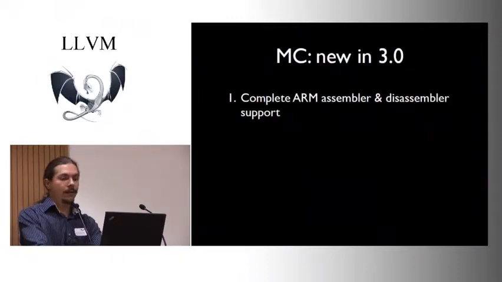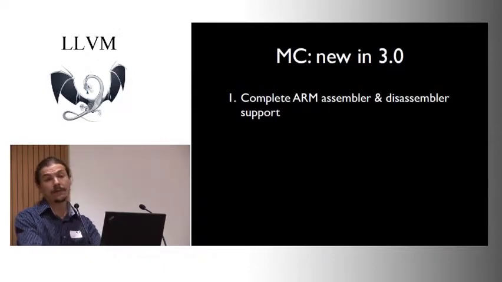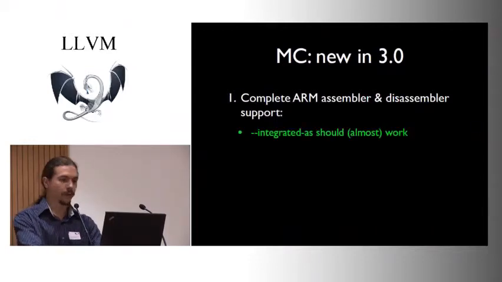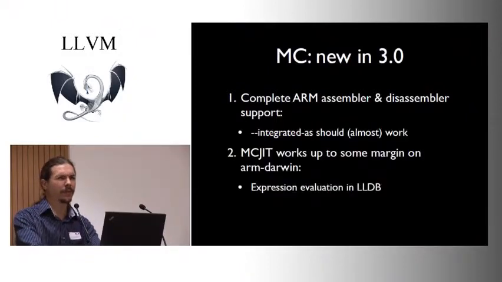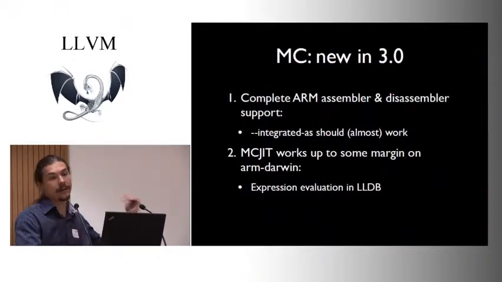What will be? We expect to have complete ARM assembler and disassembler support in the 3.0 release. So this means that integrated assembler mode should be more or less complete there and should work more or less okay. Right now, MCJIT, which is a re-implementation of the JIT on top of the machine code library, works up to some margin, at least on ARM Darwin. People reported that it was successfully used for expression evaluation in the low-level debugger. Well, but that's only on Darwin, unfortunately.